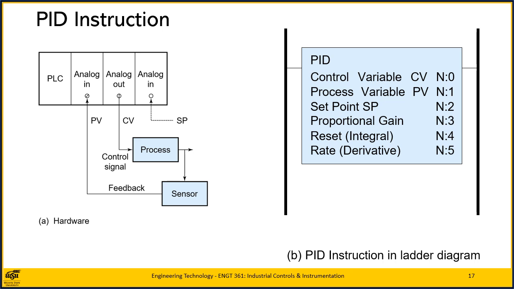The instruction symbol specifies the addresses in RAM of the PID parameters. As shown in Figure B, these memory locations store at a minimum the current values of CV, PV, and SP, as well as the PID constants for the proportional, integral, and derivative, Kp, Ki prime, and Kd prime.